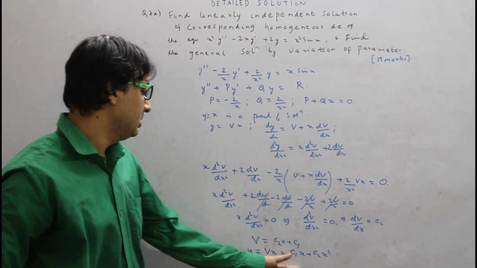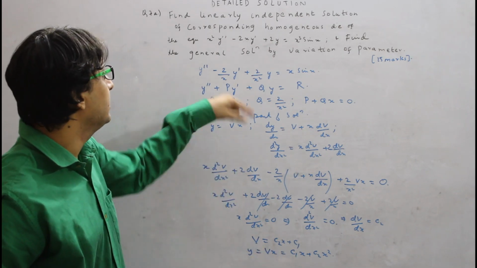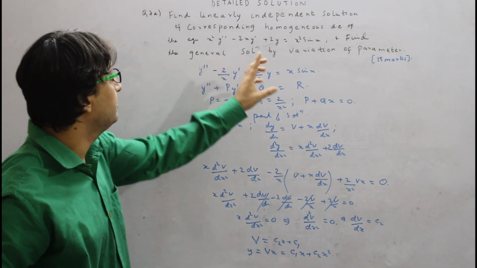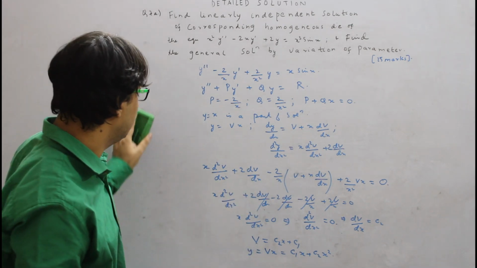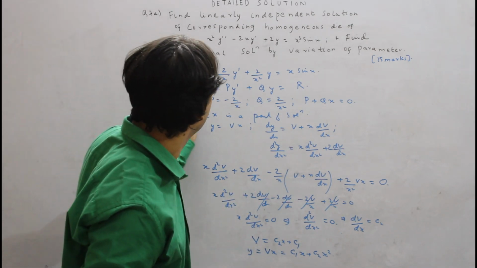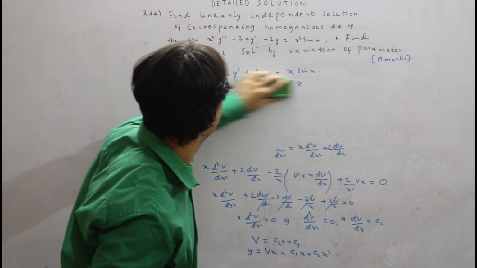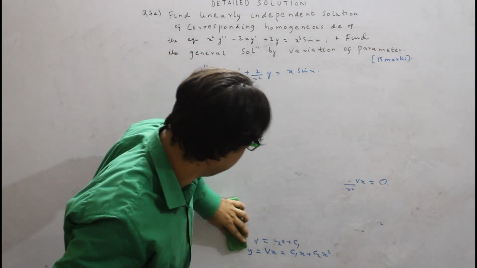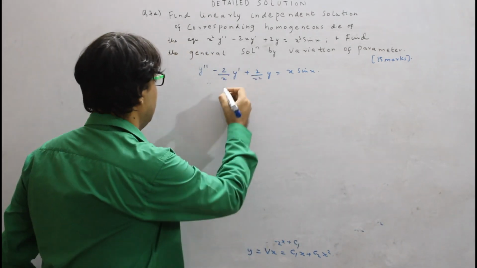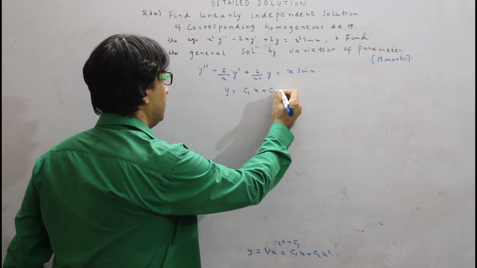So we have got the complementary function, and this can be said to be the general solution, and we are going to find the particular solution by variation of parameters. So we have got our y, so y is c1x plus c2x square.